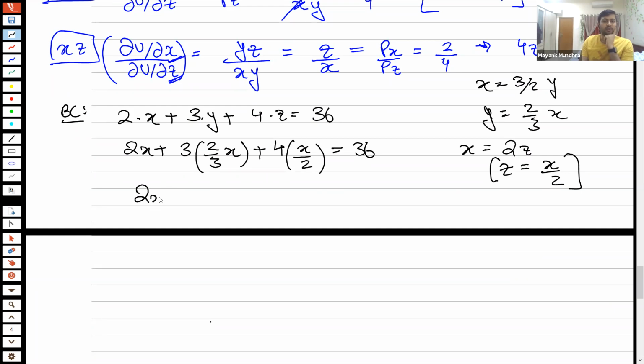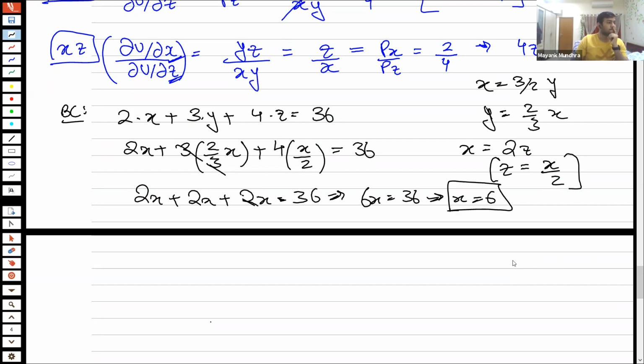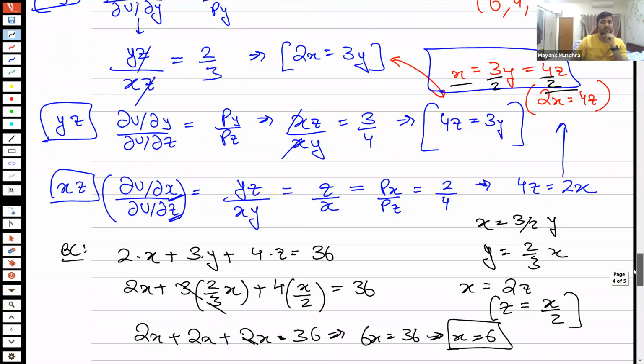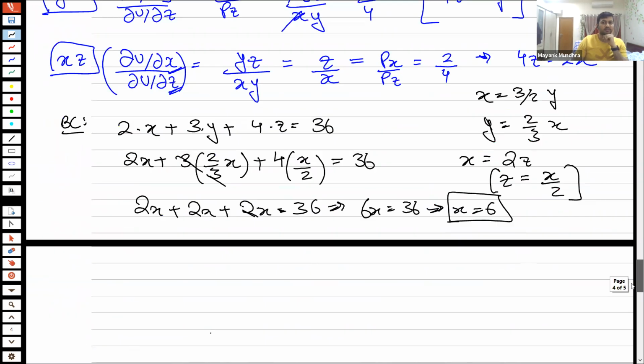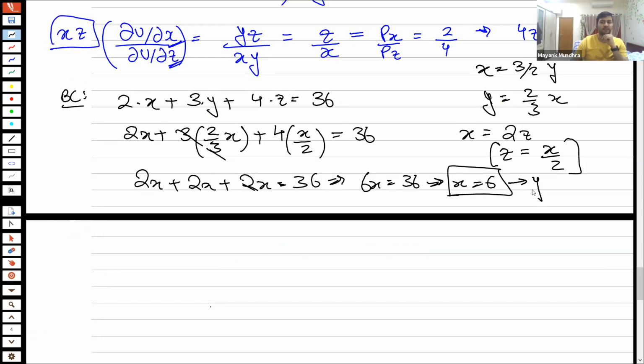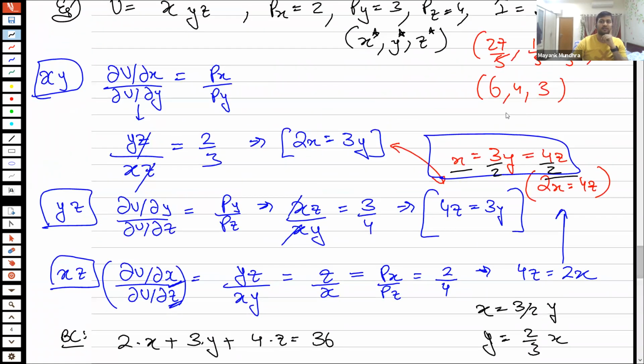And then you can write 2x plus 2x plus 2x equals 36, which implies 6x equals 36, which implies x equals 6. Okay, so you get x equals 6 here. And then you can just substitute everything. So y is 2 by 3x, so y becomes equal to 4, and z is x by 2, so z becomes equal to 3. So the final bundle is 6, 4, 3. Right, 6, 4, 3. So this is the correct answer.